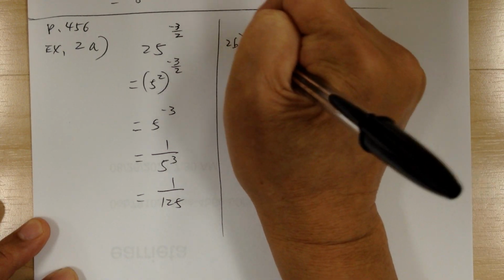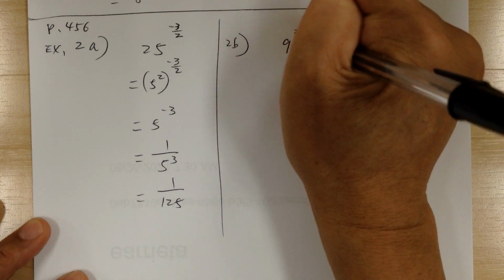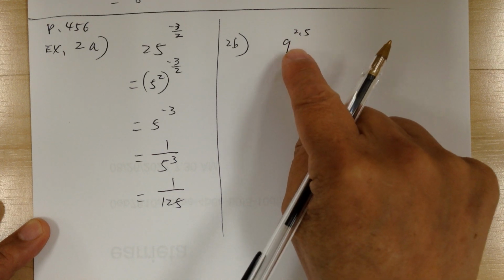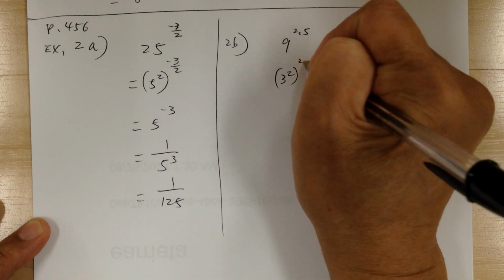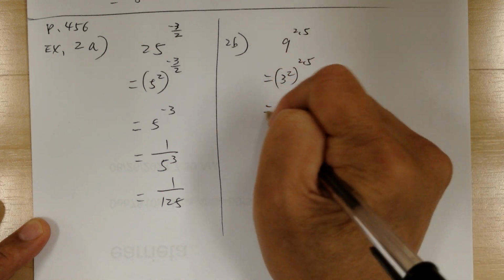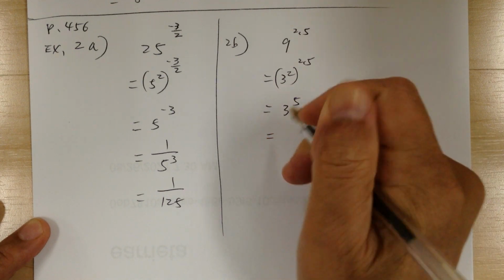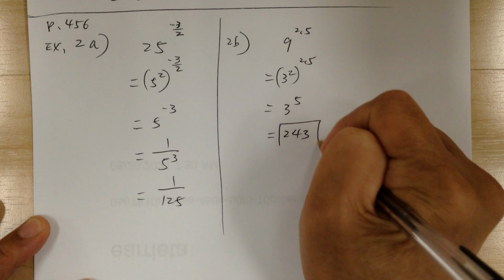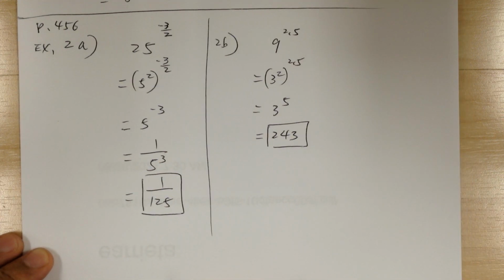And for 2b, you got 9 to the 2.5 power. Again, first I'm going to make this the lowest base possible. So 9 is equal to 3 squared. Now I can apply the power rule, so it becomes 3 to the 5 power. And then after I can multiply, so it becomes 243. Okay, so I think this is probably the better method.